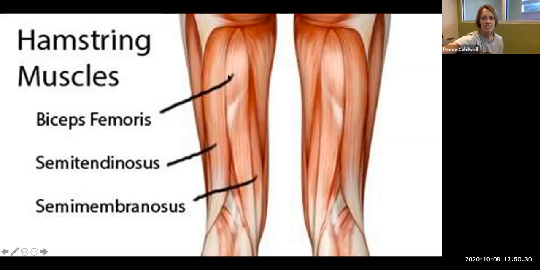I won't have y'all identify a picture of them, but I might ask a question saying, give me the last of the, whatever. So I might list 2 of them and say, which one am I missing or something like that. So know the muscles of the hamstrings.